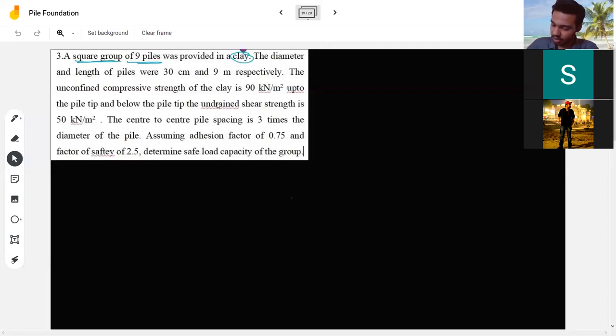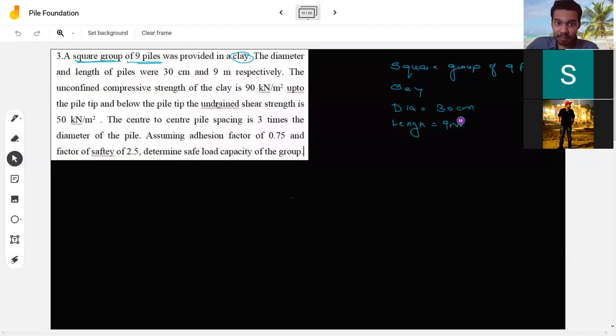I will just write the given quantities. The first thing I understand, it is a square pile. Square group of 9 piles, which is in clay. The diameter and the length of the pile are 30 centimeter and 9 meters. So I have the dia of my pile equal to 30 centimeters, and the length of the pile equal to 9 meters.